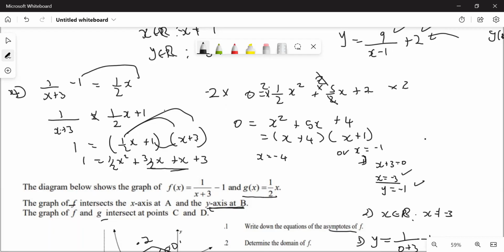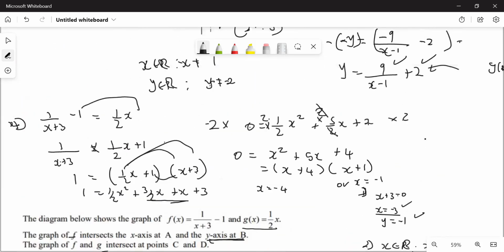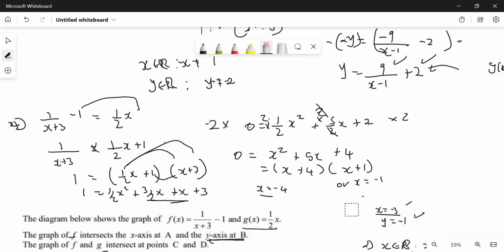Now we are looking for the coordinates, remember again. They said determine the coordinates of D and C. Now that you know it's x, you're not done. It's just x, you're not done. You still have to tell us what are going to be the coordinates. Okay, we want the coordinates. How are we going to get the coordinates?